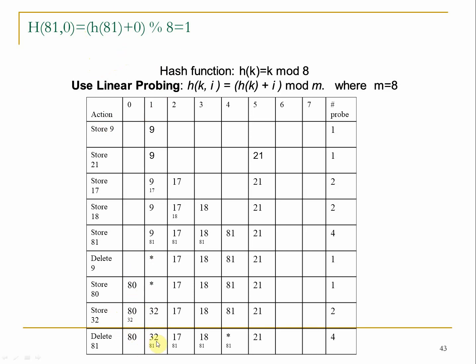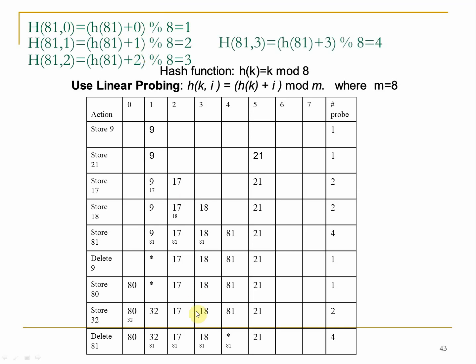Finally, try to search for 81. It will follow the same pattern as when you stored the value of 81. Found it, leave a special sign, and that is what's happening when the computer is trying to do the hash function in linear probing.